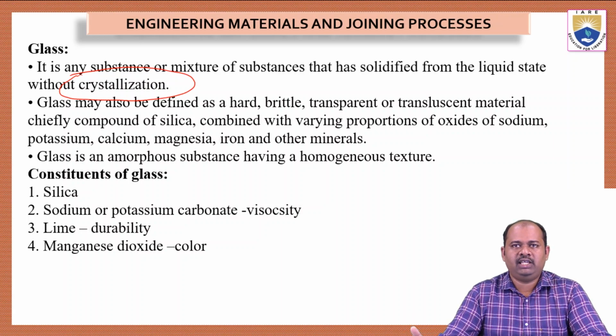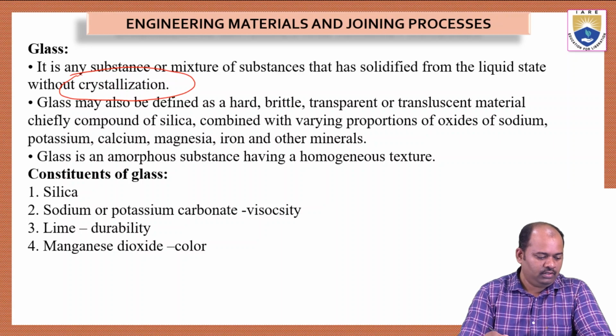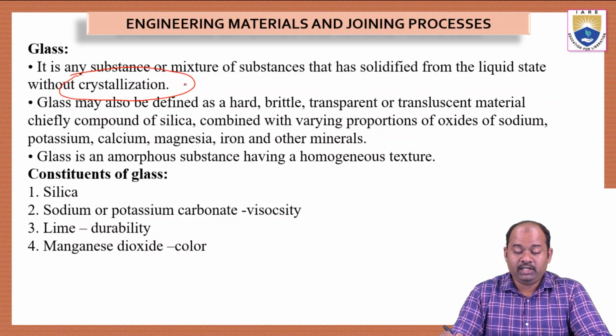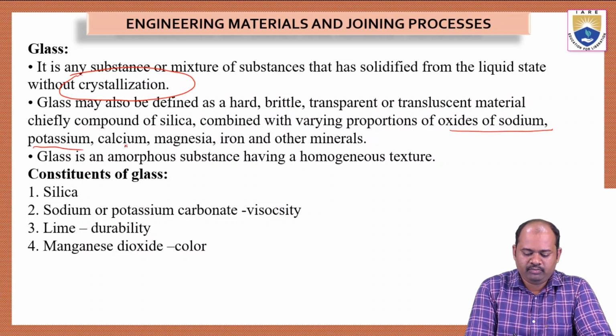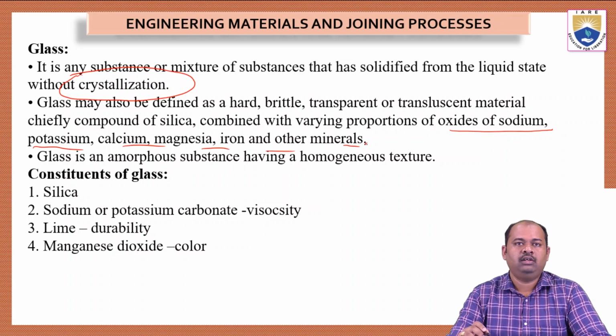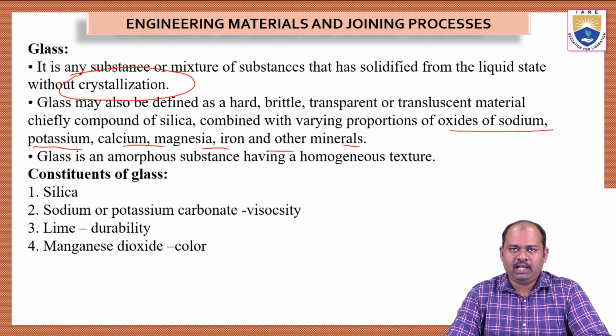So, glass may be defined as a hard, brittle, transparent or translucent material, chiefly a compound of silica combined with varying proportions of oxides of sodium, potassium, calcium, magnesium, iron and other minerals. These are the different components that are added so that the glass is prepared.